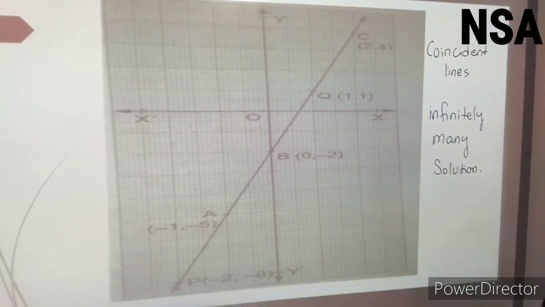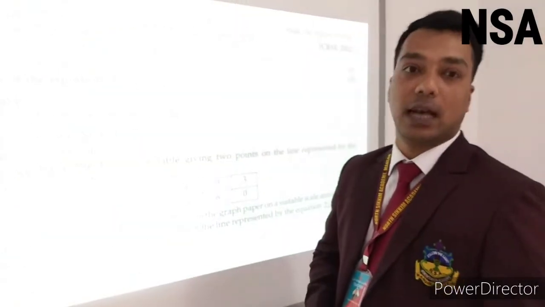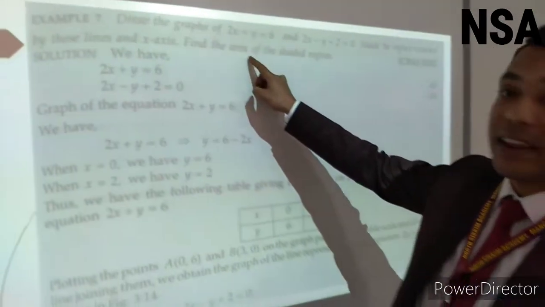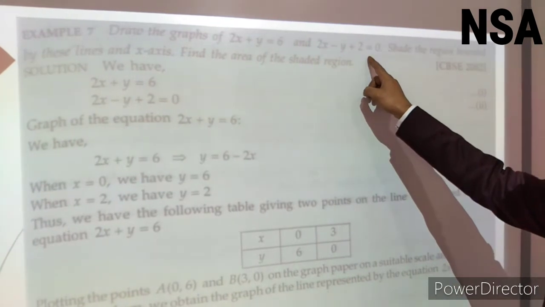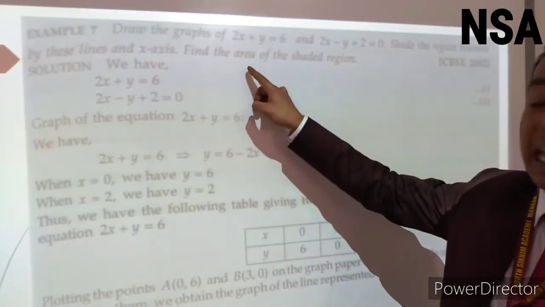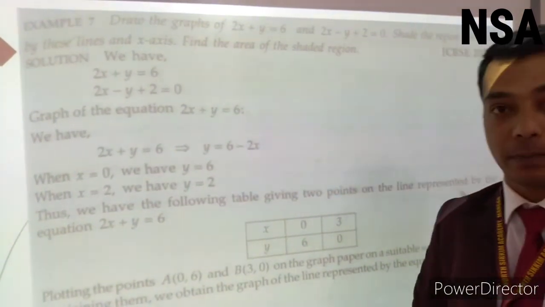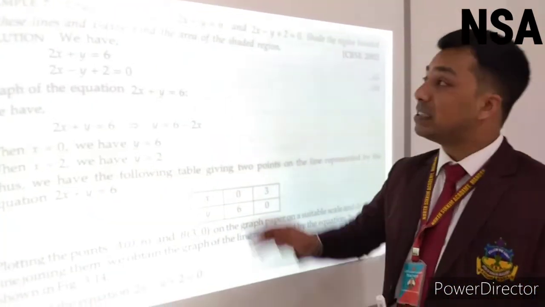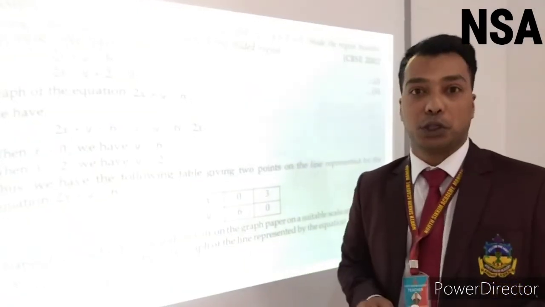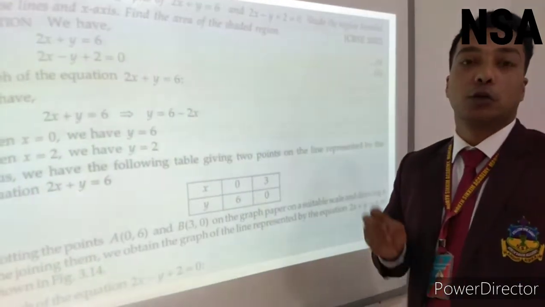Now, the main topic of this class is how to find the area of the shaded region when two linear equations are given to you and they tell you to find the area of the shaded portion or region, which is basically a triangle. Whenever you have this type of questions, according to the book, they deal with only a few questions, but these are the type of questions which have maximum chances to come in the CBSE question paper.